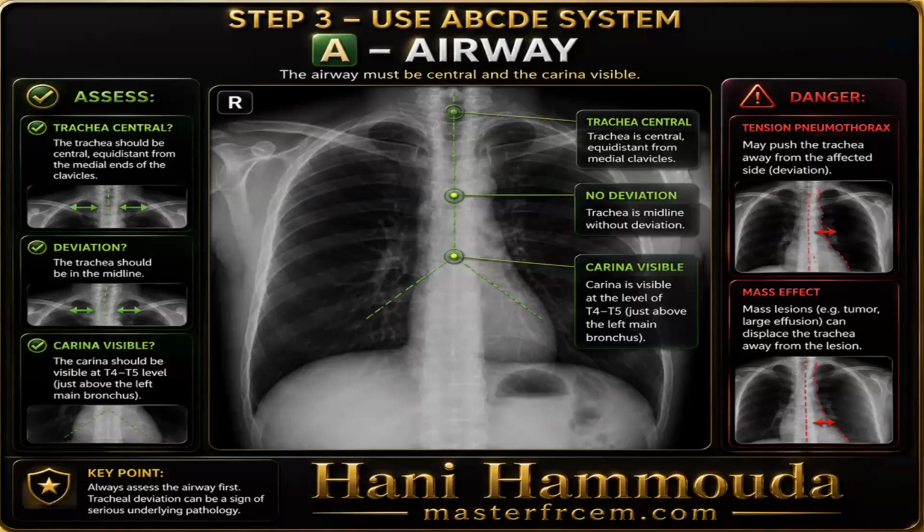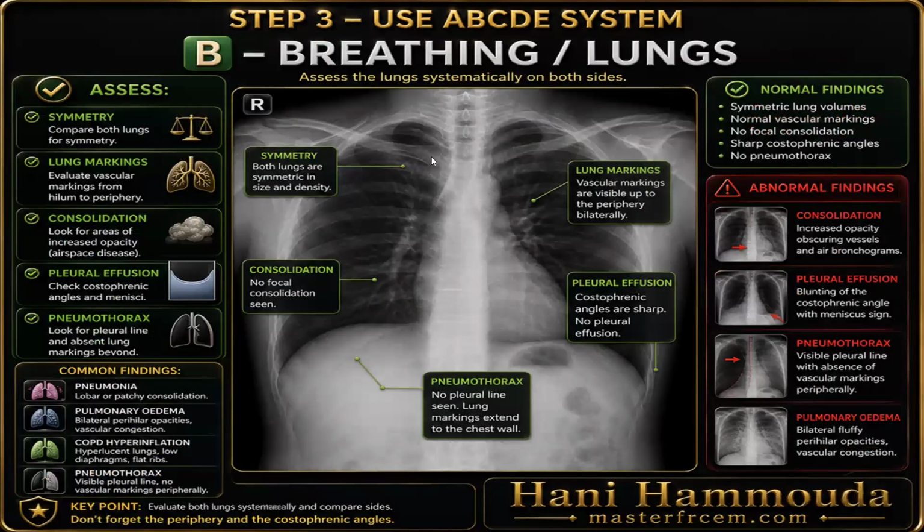So you can comment about airway. If the trachea is deviated, what does it mean? It's a pneumothorax. If the trachea is deviated away from the lung, it means a tension pneumothorax or massive hemothorax. And if there is a mass effect, for example a tumor, it will displace the trachea away from the lesion. Okay. We will go for breathing.